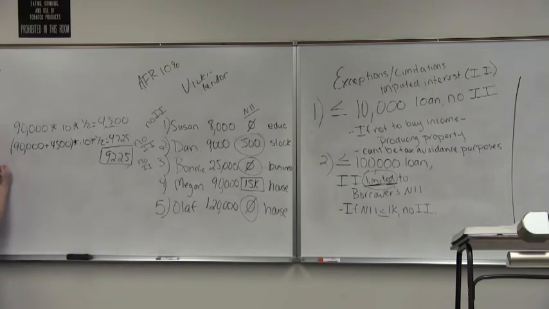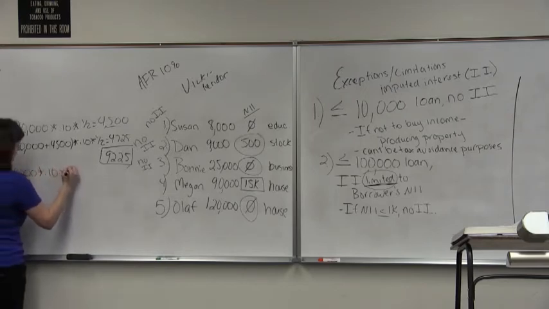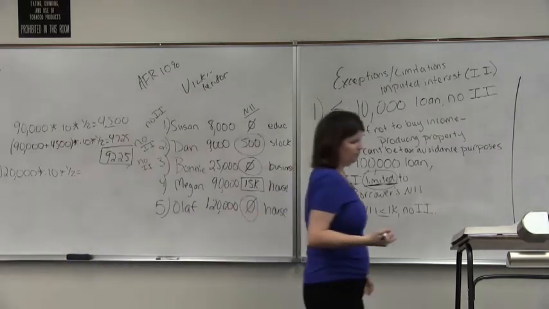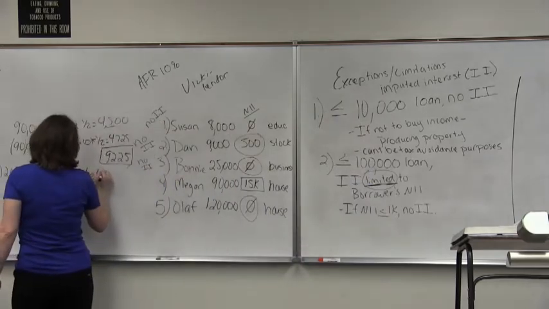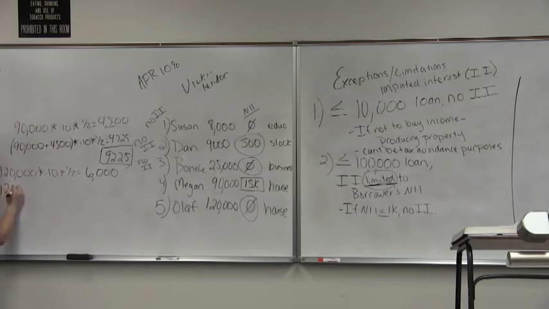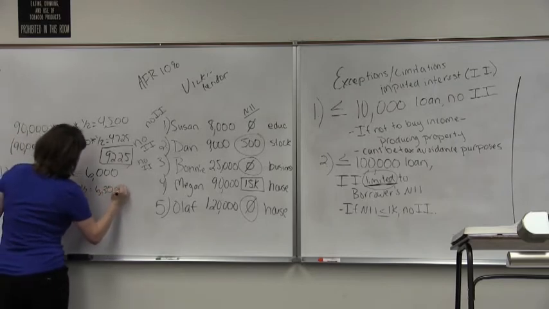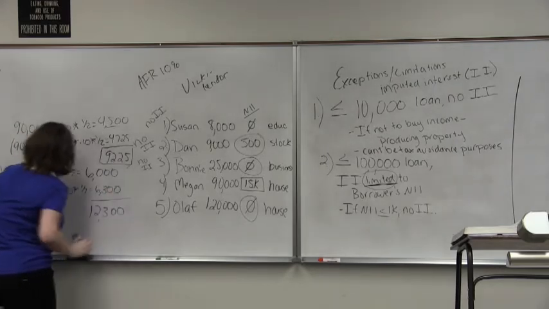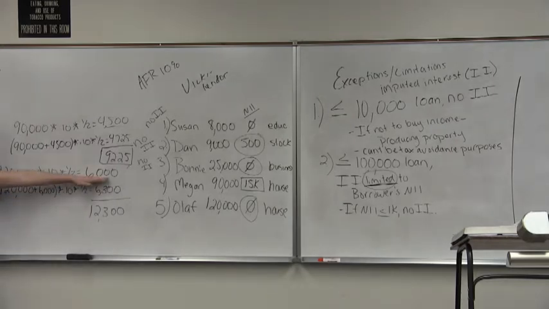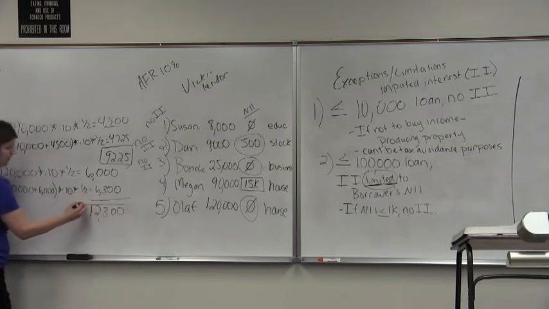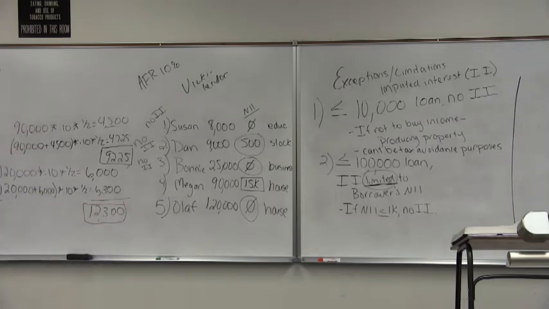Okay? So with Olaf, we have $120,000 times 10% times 1/2 of the year, which equals $6,000. Now let's do the second half of the year. Which is 120,000 plus our 6,000 from the first half times 10% times half of the year equals 6,300. So total imputed interest for the loan to Olaf is $12,300 paid by Vicky, the lender. Okay?